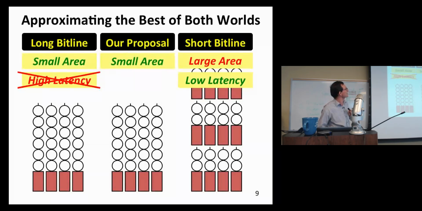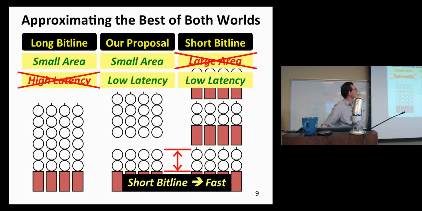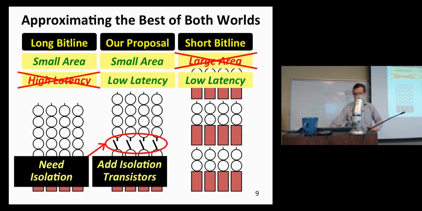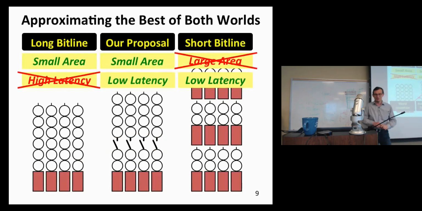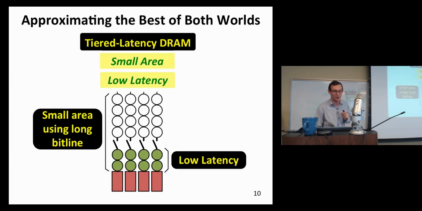Well, let's start with this long bit line such that we get small area. Let's try to get a portion in that long bit line that looks like the short bit line. So let's isolate this little part over here from the rest with these isolation transistors that we can turn on and off from the memory controller. Now this creates an area that's fast, and this gives you high capacity with the addition of these additional transistors. That's the idea of this tiered latency DRAM. You get small area using long bit line, but you also have a low latency portion.